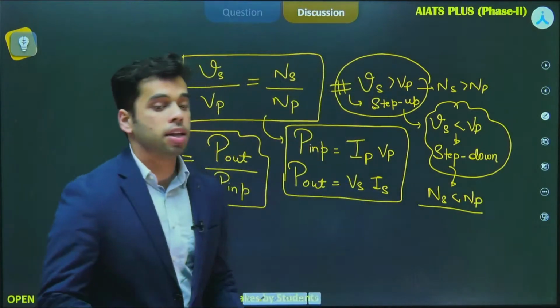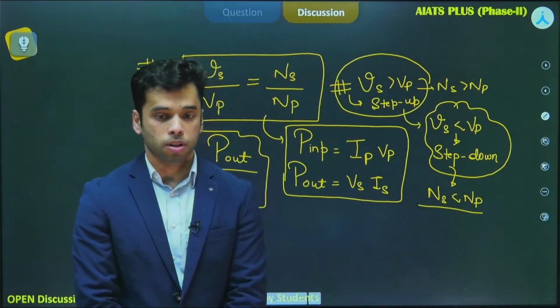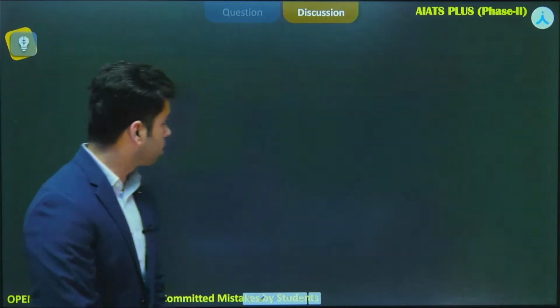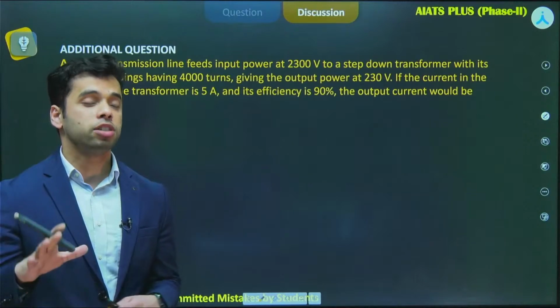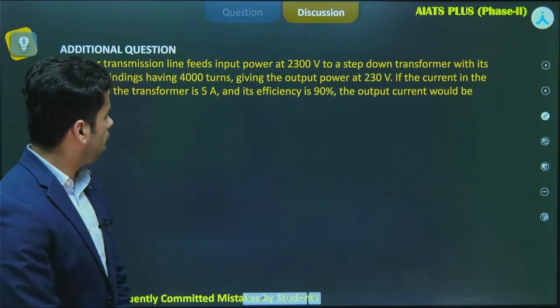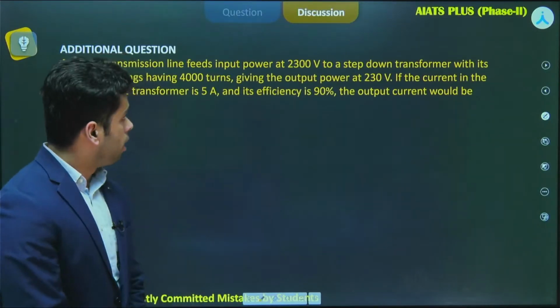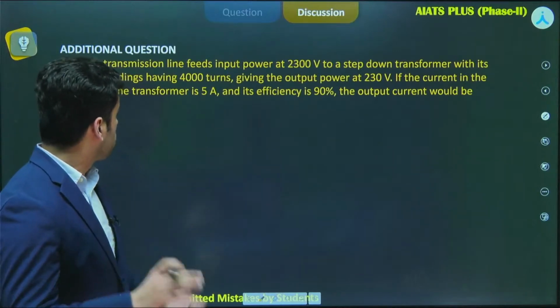So that's how you define step up and step down transformer. Now, dear students, let's have a look at this additional problem. If you are clear with the concepts of transformer, attempt this problem and put your answer in the comment box. Up till then, I'll go through the problem for you.